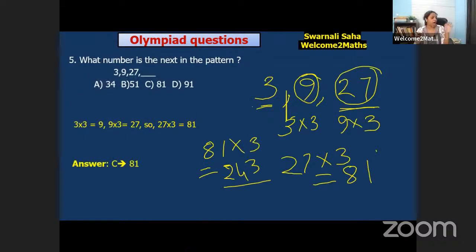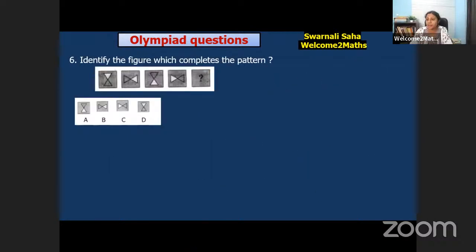Next question is for you. Identify the figure which completes the pattern. Now, I am putting off my camera.